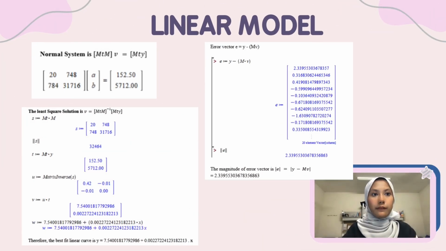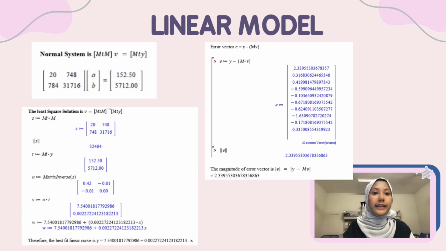After that, we can form the normal system. We use the least square solution to find V by multiplying the inverse of M transpose M and M transpose Y. Therefore, we get the best fit linear curve as shown.